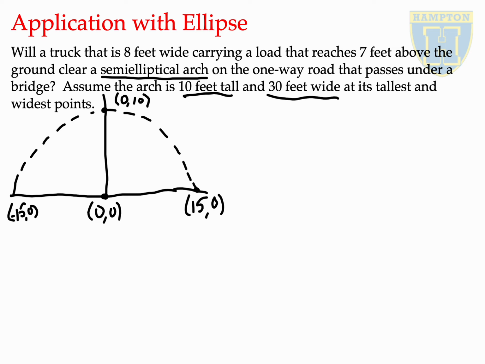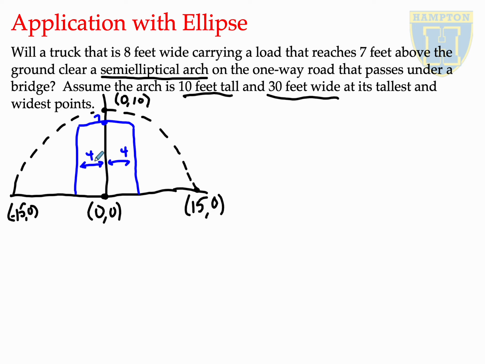Now, what we're looking for is, can a truck that is 8 feet wide, so if the truck is 8 feet wide, can it fit through here? Obviously, if it drives real close to the end, it's not going to fit through. We're assuming that the truck is going right down the middle. So we should have a pretty balanced truck traveling right down the middle of the semi-elliptical arch. We know that the truck is 7 at its highest point, and we know that it extends outward 4 on each side. A width of 8 means we're going out 4 on each side.